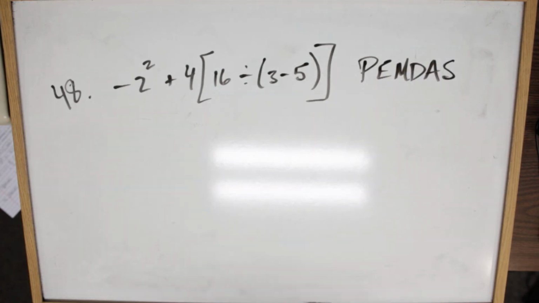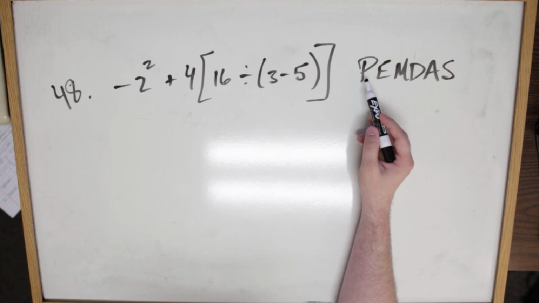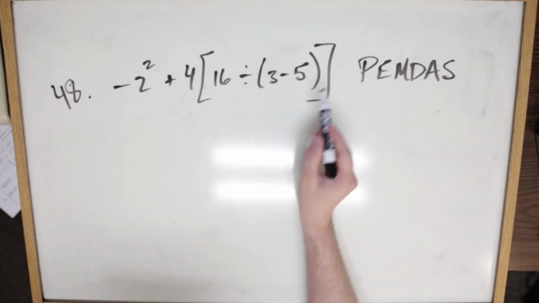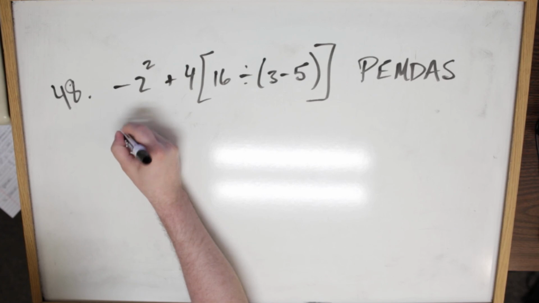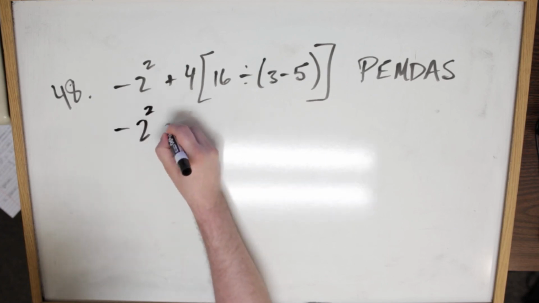So, parentheses. Let's take a look at the operations inside of the grouping, excuse me, the grouping symbols. So we'll start off, we'll rewrite everything out. Don't go and bypass the order.